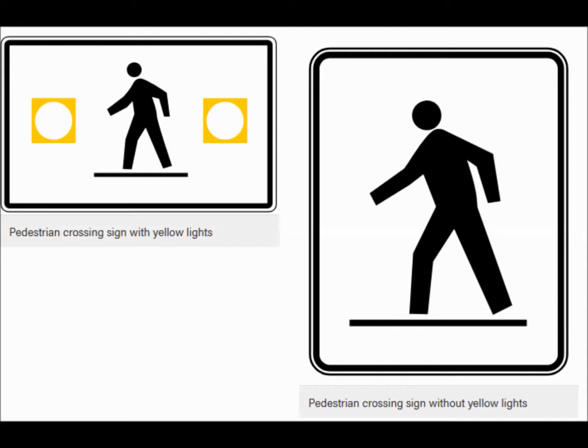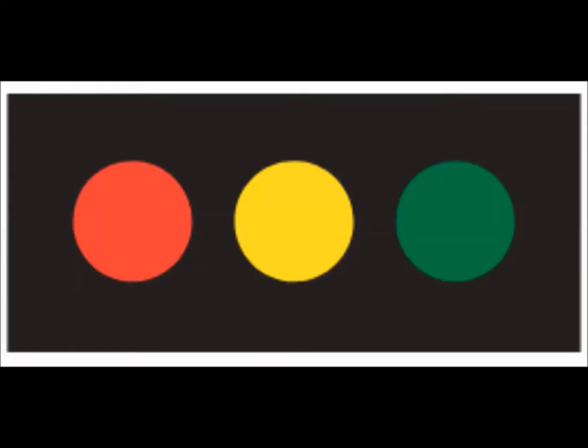At intersections with traffic control signals, but without pedestrian walk and don't walk signals, pedestrians must obey the rules for the color of light they are facing. Solid red light. Do not enter the intersection. Solid yellow light. Clear the intersection if already crossing, or do not enter the intersection. Solid green light. Proceed across the road within any marked or unmarked crosswalk. Pedestrians should check for vehicles before starting to cross.